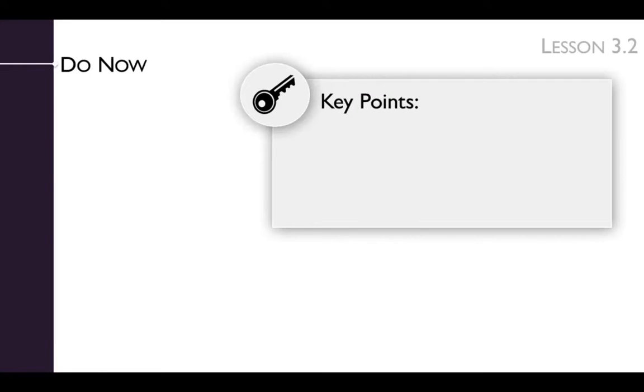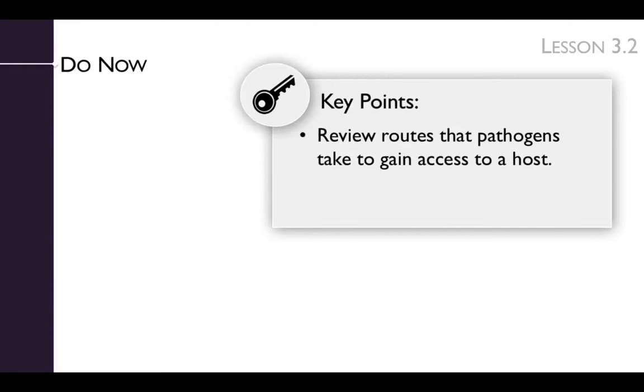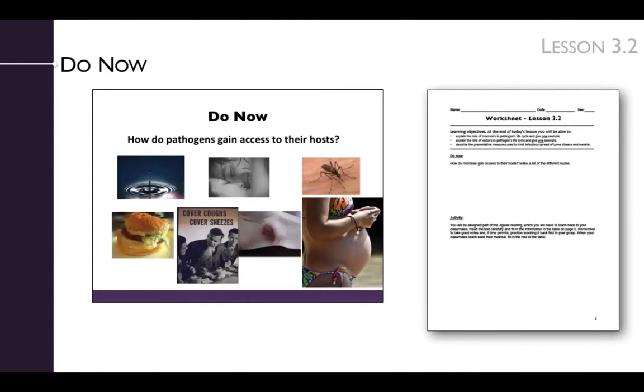The key points of the lesson's due now are to review routes that pathogens take to gain access to a host and to define the terms reservoir and vector. The due now begins by reviewing some of the routes that pathogens might take to gain access to a host.